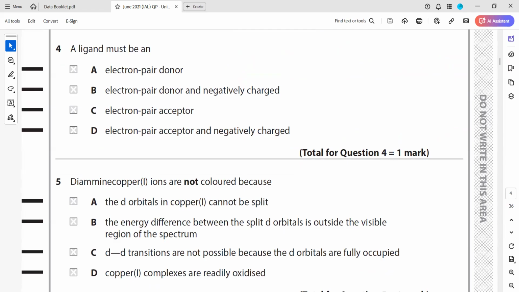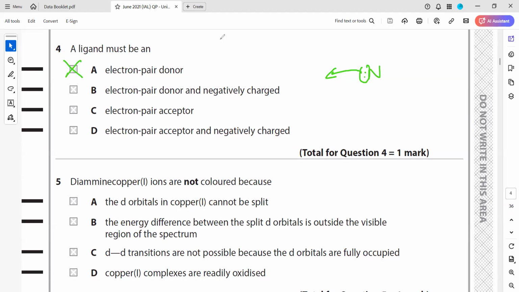Question 4, what are the ligands? They should have a lone pair, because to form a dative bond, they're giving that lone pair to that central metal atom. So when they give their lone pair to a central metal atom, it is forming a dative bond. So they should be electron pair donors.